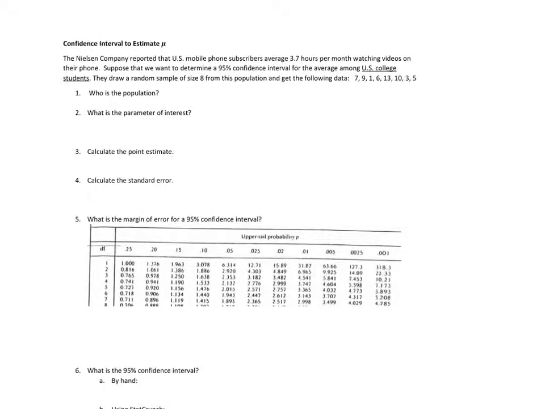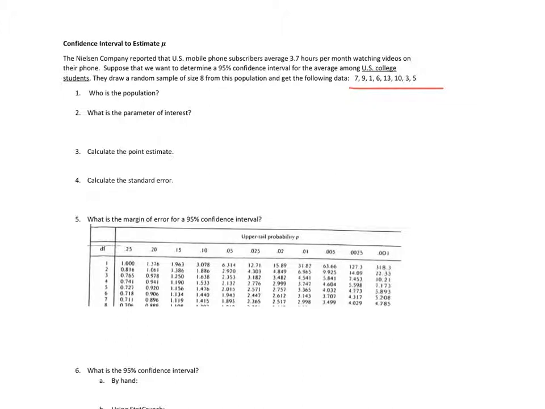Okay, in this problem, the Nielsen Company reported that U.S. mobile phone subscribers average 3.7 hours per month watching videos on their phone. And what we want to do is find a 95% confidence interval to estimate the average number of hours per month that just U.S. college students spend watching videos on their mobile phone. Okay, so data just from 8 college students was collected, and here are the number of hours they watch videos on their mobile phone in a given month.